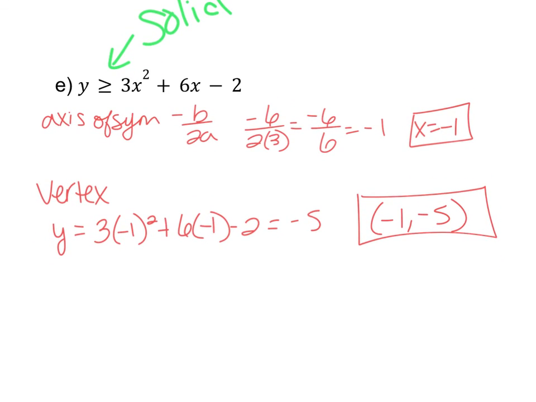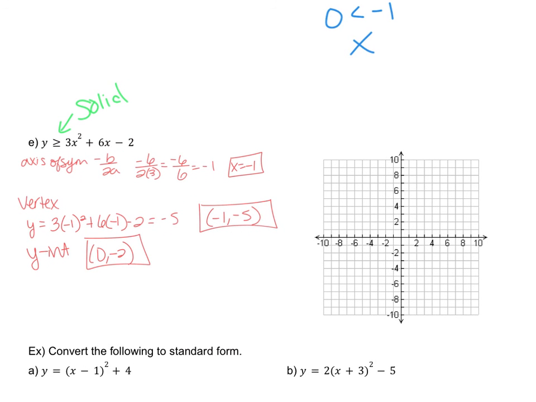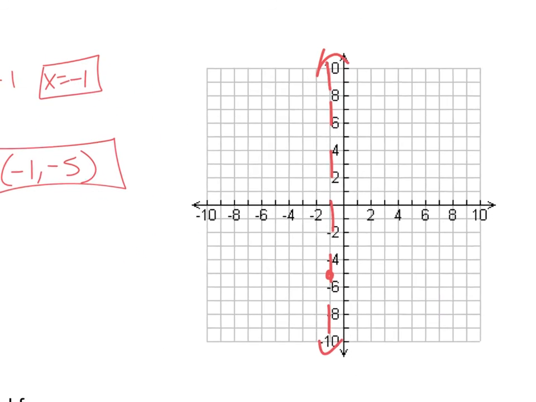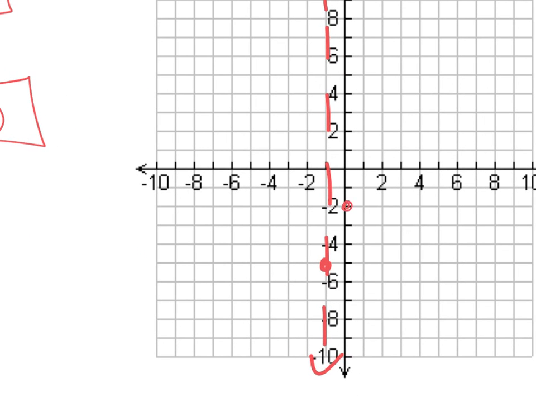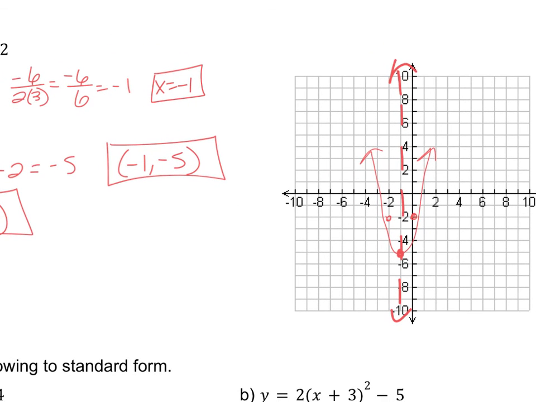Then the last thing is to find your y-intercept. So that would be at 0, negative 2. Plot all of it. Your axis of symmetry at our favorite, negative 1. Your vertex, negative 1, negative 5. And then your y-intercept is at negative 2. Okay, so draw and connect it. All right, and it was a solid line.